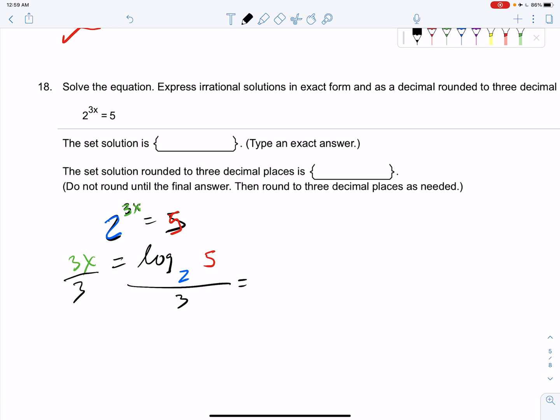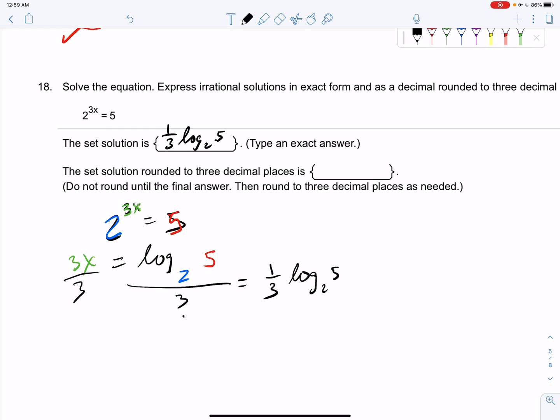And there's the exact answer, but it is a little bit messy. Instead of dividing by 3, we typically write it as multiplying by a third, right? Think about that. If you divide by 2, it's the same as multiplying by a half. If you divide by 3, it's the same as multiplying by 1/3. Anyhow, now we've got 1/3 times log base 2 of 5, and that's our exact answer.